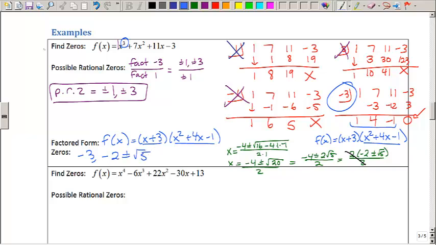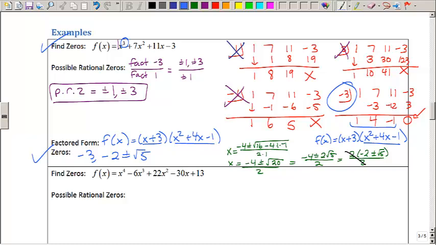And I have found all of the zeros, which I was asked to do. On the test, you'll be given points for all of the steps along the way: possible rational zeros, being able to factor it, if you find a zero, if you get the factor form, and if you get all your zeros.